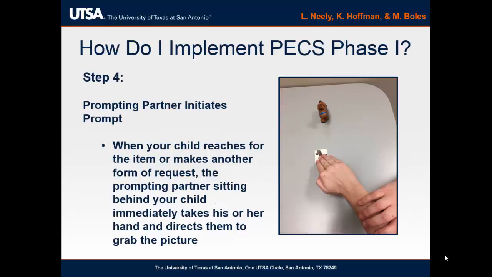If your child does not already go towards the picture, the prompting partner will then initiate the prompt or the extra help. So when your child reaches for the item or makes another form of request, the prompting partner who is sitting behind your child immediately takes his or her hand and guides them to the picture. Remember that the prompting partner should not be speaking to the child or providing any sort of verbalizations.